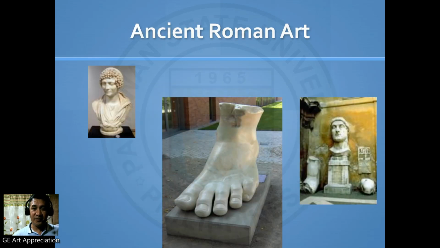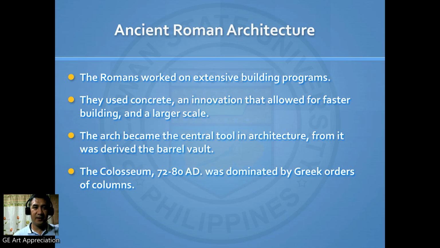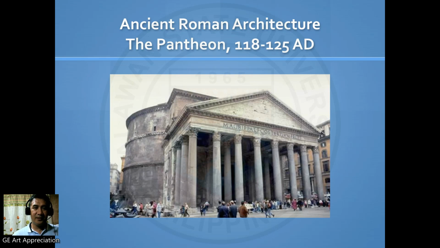So these are the ancient Roman art. Ancient Roman architecture: the Romans worked on extensive building programs. They used concrete, an innovation that allowed for faster building and a larger scale. For example, the Colosseum, 72 to 80 AD, was dominated by Greek orders of columns. Here is the ancient Roman Pantheon, 118 to 125 AD.